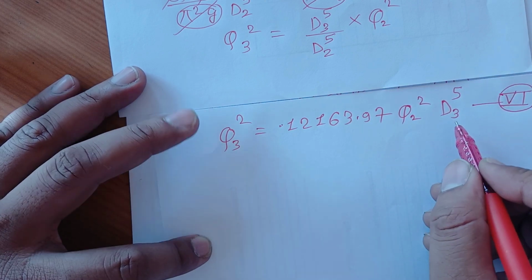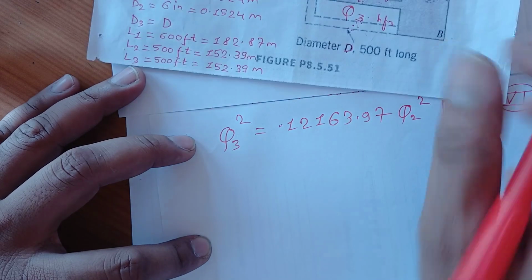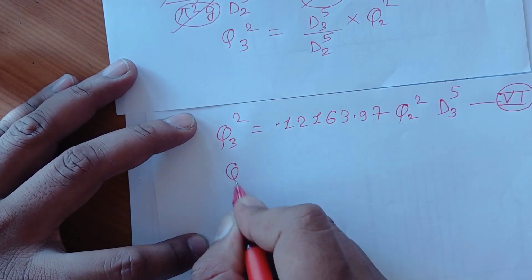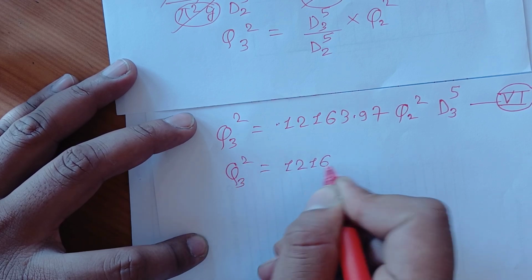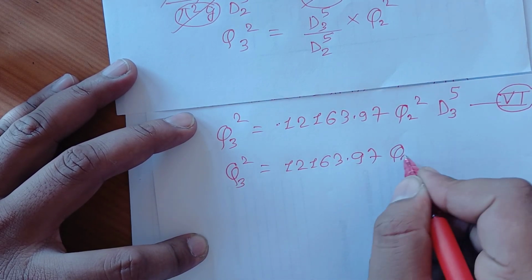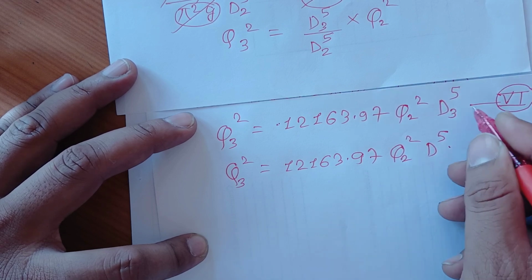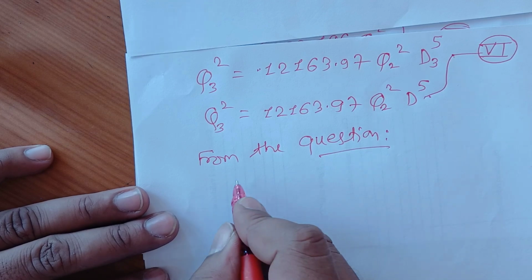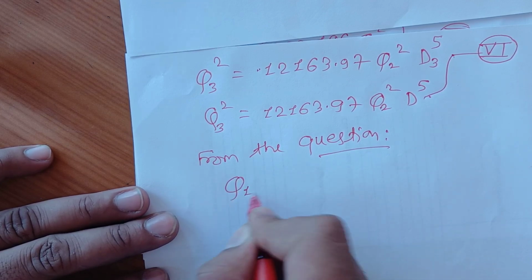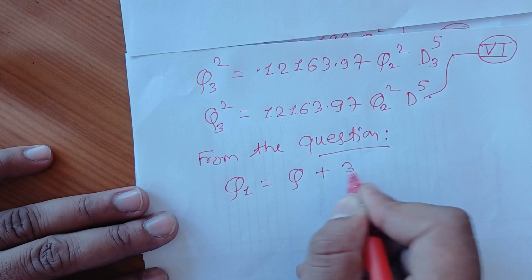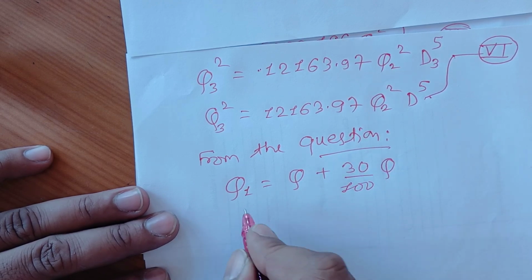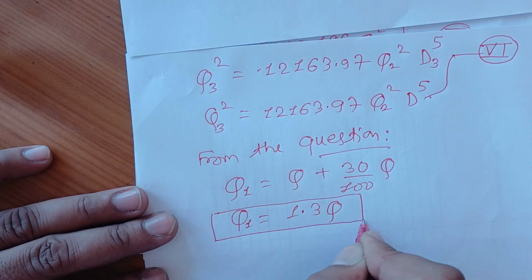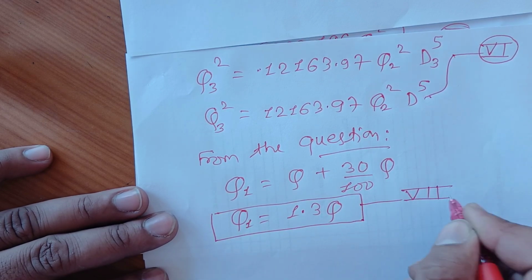D3, I term D3 as D, diameter D. So let's write this as D. Q3 square is equal to 12163.97 Q2 square D whole power 5. This is equation number 5 now. It is given that to increase the discharge by 30%, that means Q1 is equal to Q plus 30% of Q. That means Q1 is equal to 1.3 times Q. That is given. This is the condition given. I term it equation number 7.